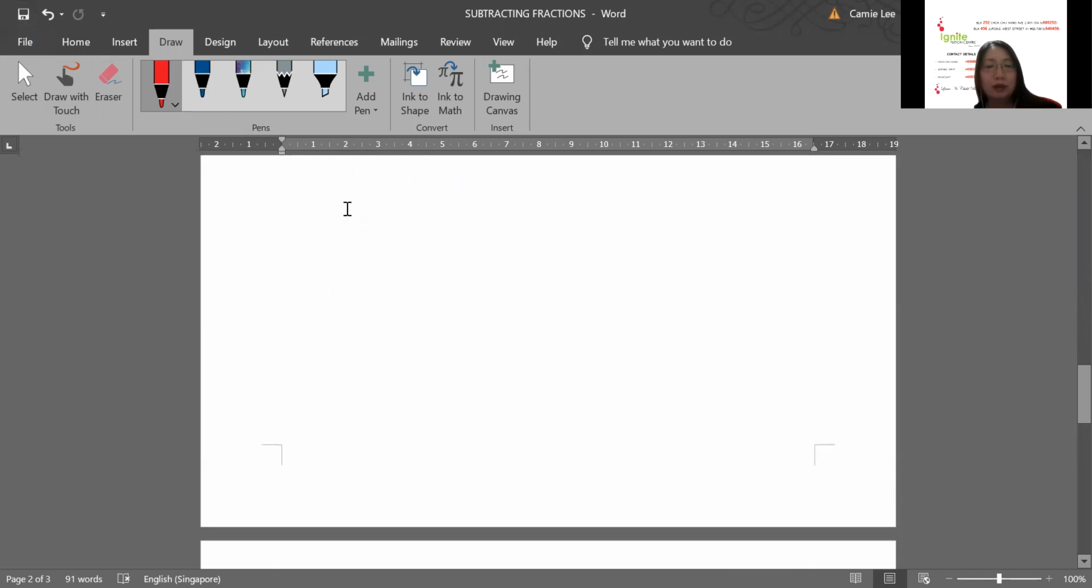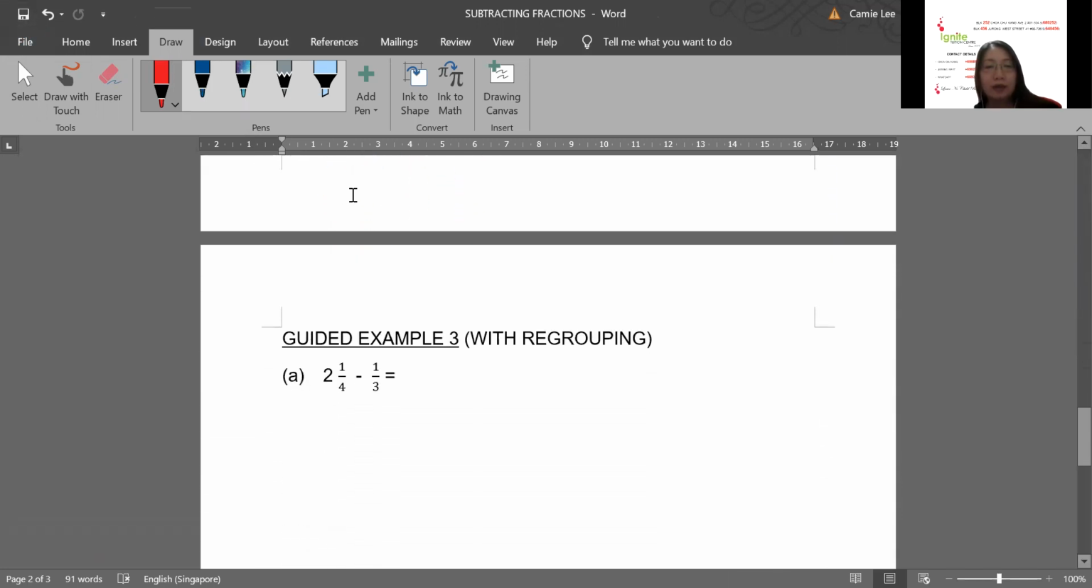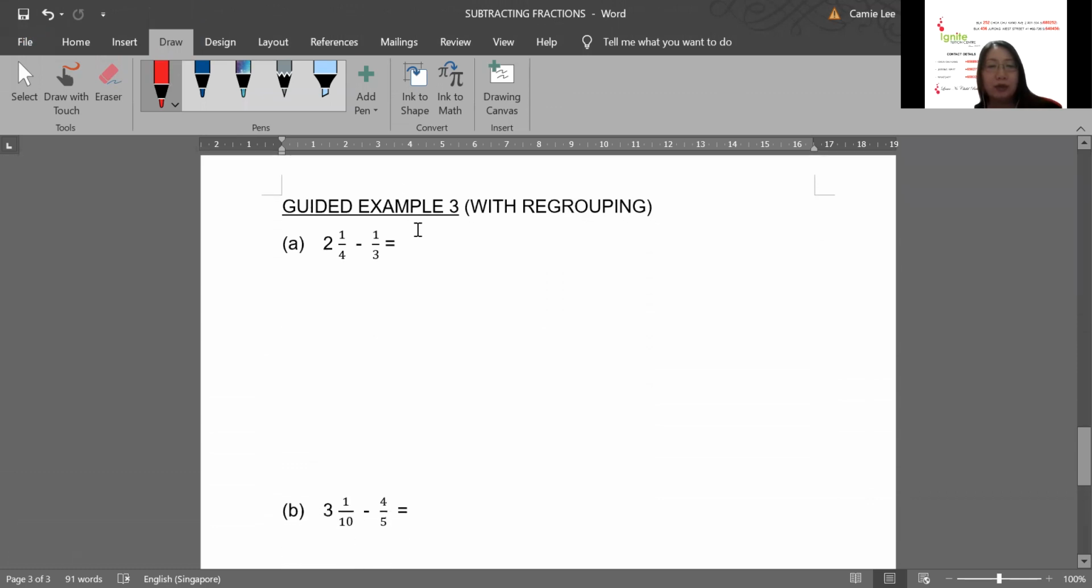Okay, let's look at guided example 3. Subtract fractions with regrouping. You have 2 wholes and 1 out of 4 minus 1 out of 3. The common multiple for 4 and 3 is 12. So let's put 2 wholes out of 12 minus out of 12.